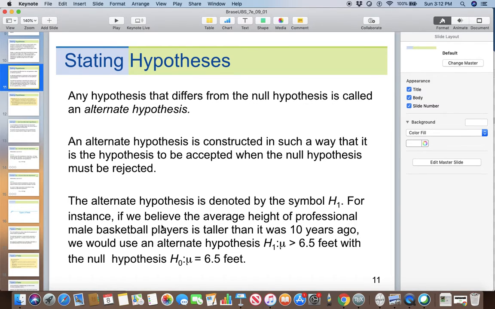For instance, if we believe the average height of professional male basketball players is taller than it was 10 years ago, we would use an alternate hypothesis H1: mu greater than 6.5 feet, and the null hypothesis was H0: mu equal to 6.5 feet. You see, that's an alternate. If we reject H0, then we accept H1.